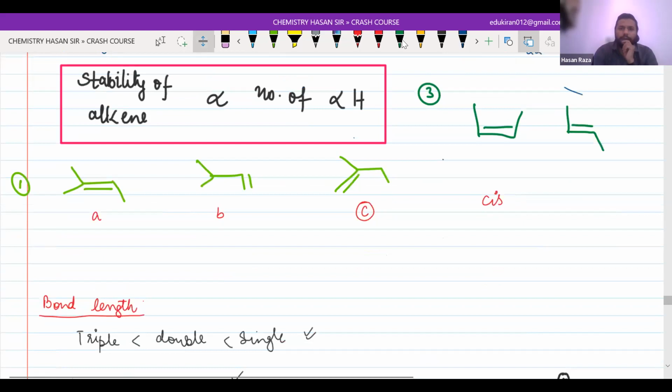I also have written here: stability of alkene, or stability of carbocation, or stability of free radical, or stability of alkene, alkyne, is directly proportional to the number of alpha hydrogen. Always remember that we calculate alpha hydrogen with respect to free radical, carbocation, alkene, alkyne, phenyl, not carbanion. We don't count alpha hydrogen with respect to carbanion.